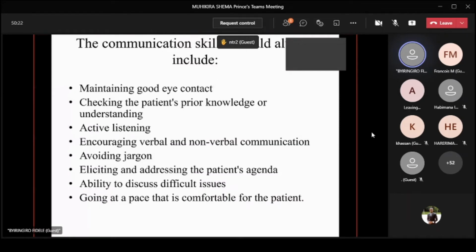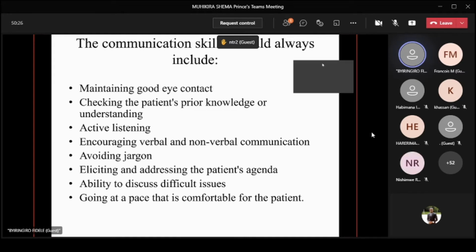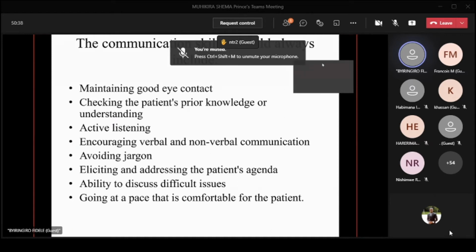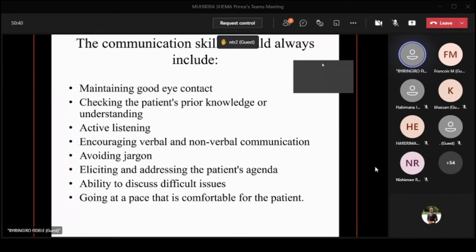So when you have a patient in front of you, always maintain good eye contact. Check the patient's prior knowledge or understanding. You need to be a listener and ask the patient to interact. You need to encourage verbal and non-verbal communication. You need to avoid jargon.